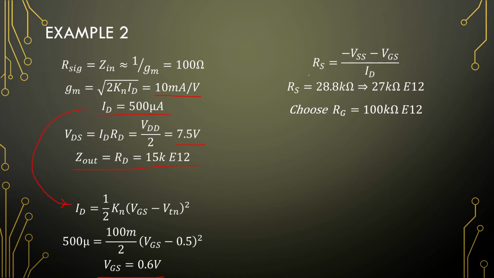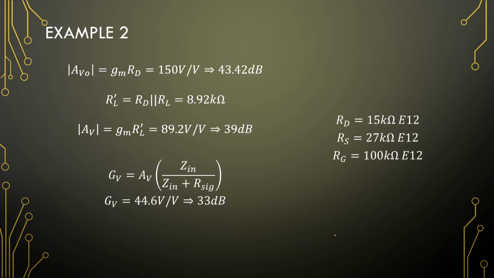This will give us source resistor, so minus VSS minus VGS. So 0.6 being much smaller than 15 volts. It's actually quite easy to design for this, and you get 28.8 kilo ohms, standard value 27 kilo ohms, gate resistor, pick at 100 kilo ohms, and your design is finished. So this is quite a quick design for a common gate amplifier.